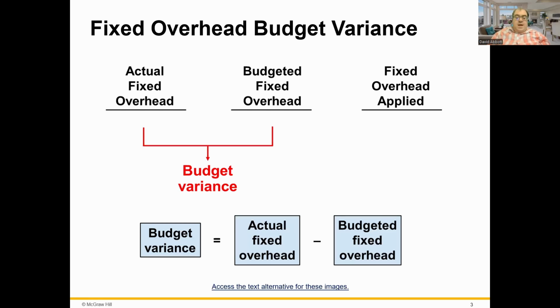And so for a fixed manufacturing overhead variance, first thing we're going to look at is a budget variance. And so the equation for computing the budget variance is shown on this slide. It is simply the difference between the actual fixed manufacturing overhead and the budgeted fixed manufacturing overhead for the period.